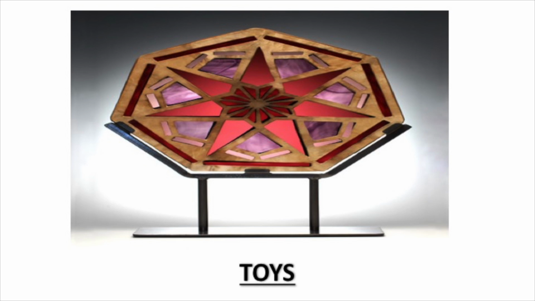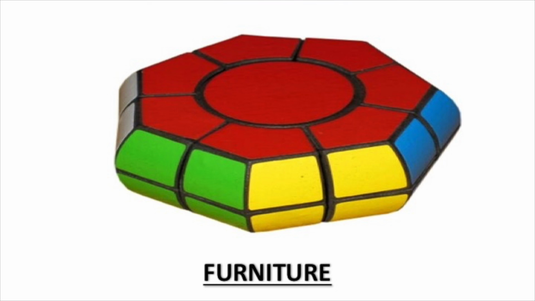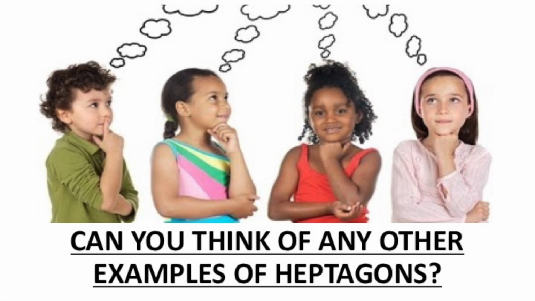Toys. Yes, you can get some toys that are the shapes of heptagons. Signs. Yes, signs come in all shapes. We've seen every lesson that there's been a sign for a shape. Furniture. Yes. Would this be comfy to sit on, do you think? To watch TV? People use these sometimes to sit on. If they don't want to sit on a sofa or a chair, they can use these to relax on and watch television, called a buffet. Can you think of any other examples of heptagons?